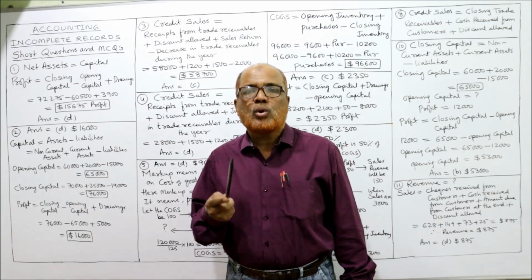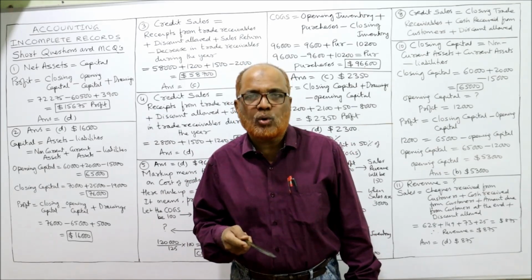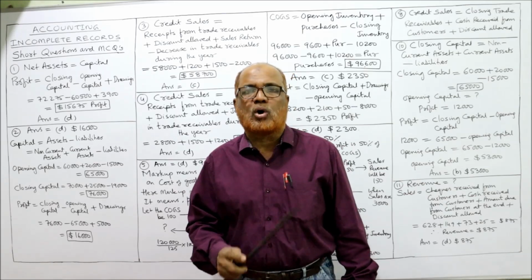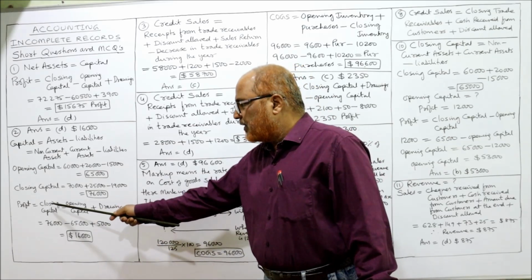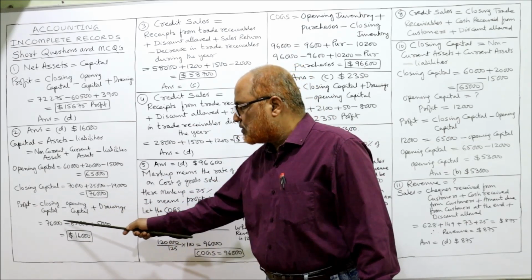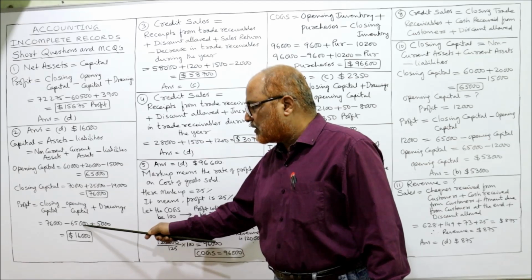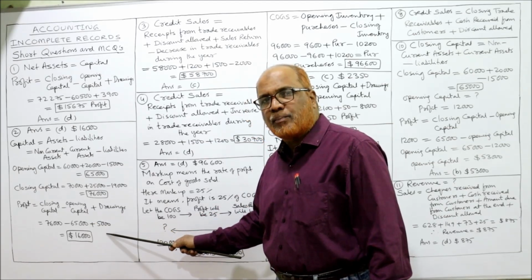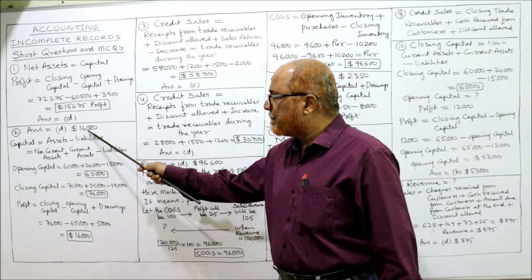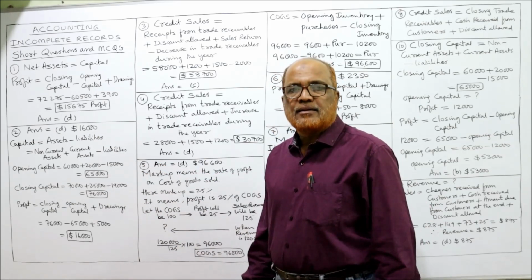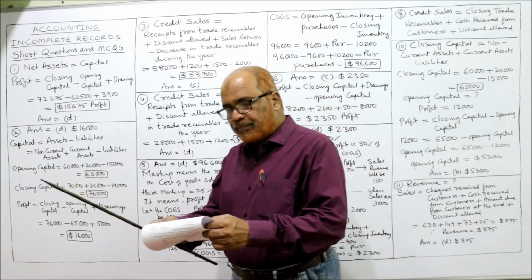Profit is equal to closing capital minus opening capital plus drawings. Drawings are given 5,000. So here profit is equal to closing capital 76,000 we got, opening capital 65,000 we got, drawings 5,000 given in the problem. So $16,000 is the answer. D answer. That's it. Next, third problem.